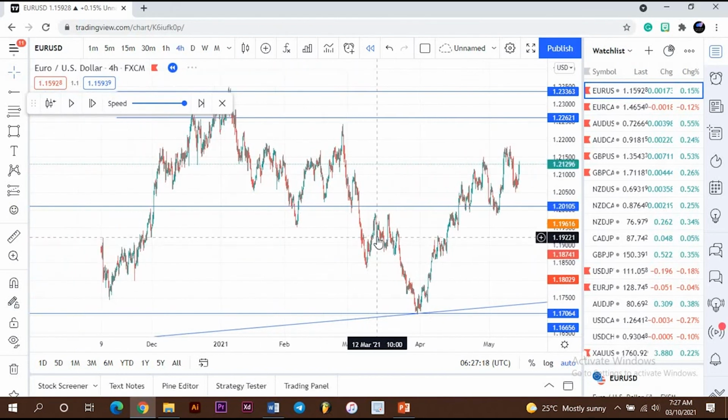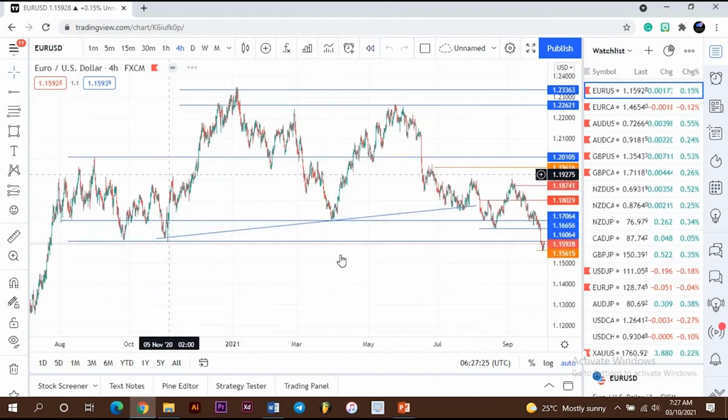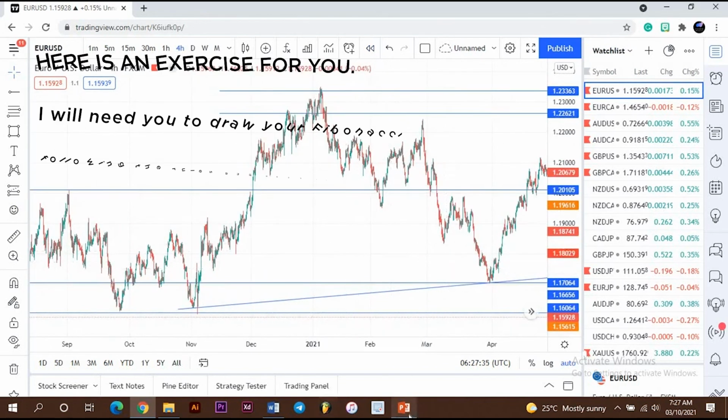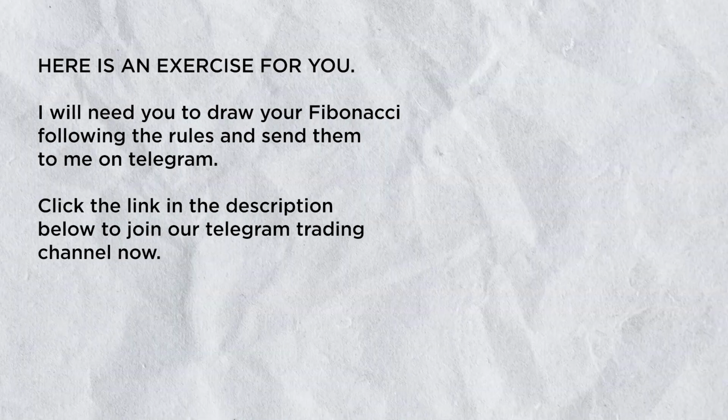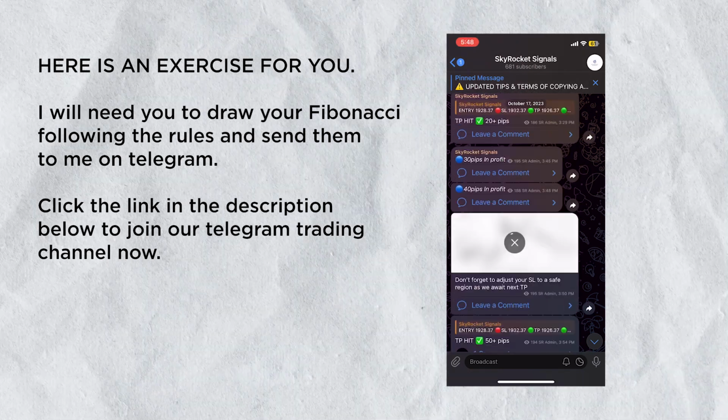So you can keep testing your Fibonacci tool in different parts of your charts. Just look for any sharp movement and check out your Fibonacci tool. Here is an exercise for you. I will need you to draw your Fibonacci following the rules and send them to me on Telegram.